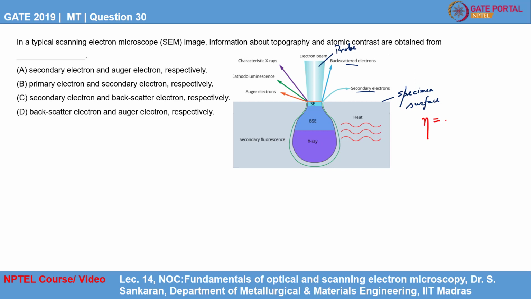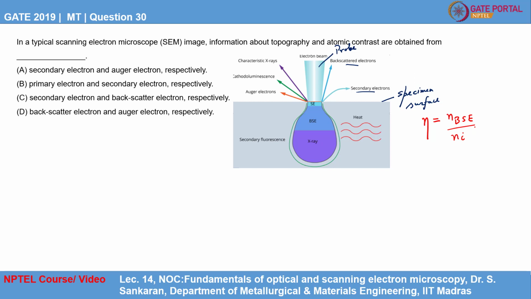The backscatter coefficient is a ratio of the number of backscattered electrons that are escaping from the specimen to the number of incident electrons. So if more backscatter electrons are escaping from the surface, the coefficient will be higher, and its value varies from 0 to 1. Now it has been observed that the value of the coefficient increases with the atomic number.